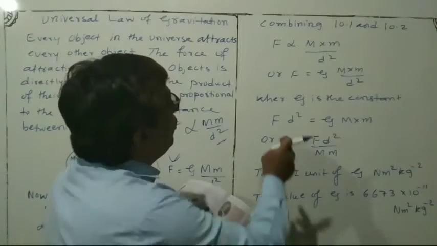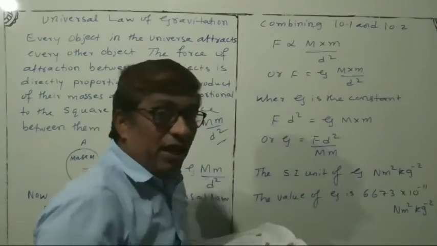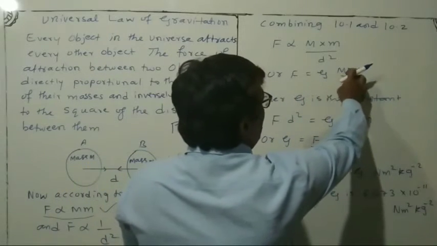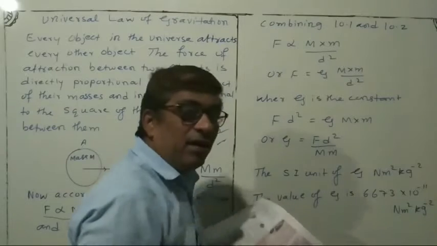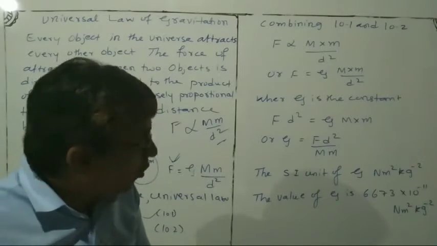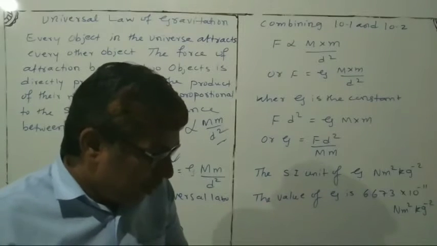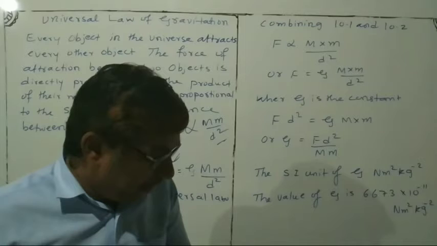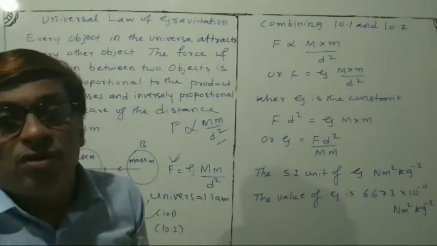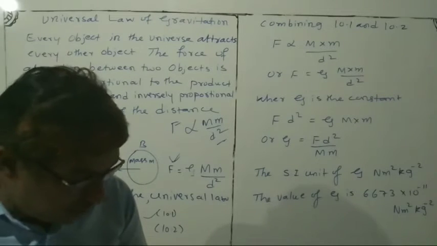Or you can write it like this: F is equal to G, where you have removed the proportionality sign, the gravitational constant, mass multiplied by mass upon d square. In this way you got the equation. Here G is the constant of proportionality and is called the universal gravitation constant.